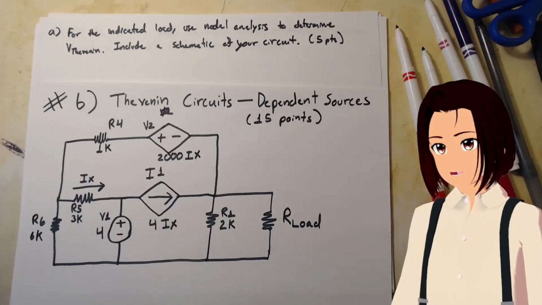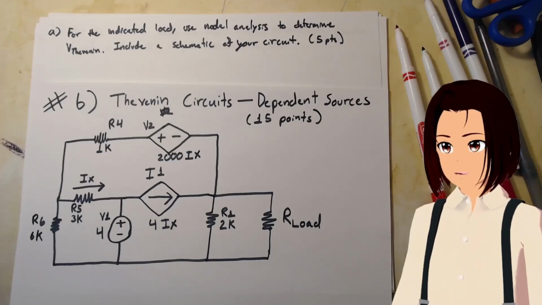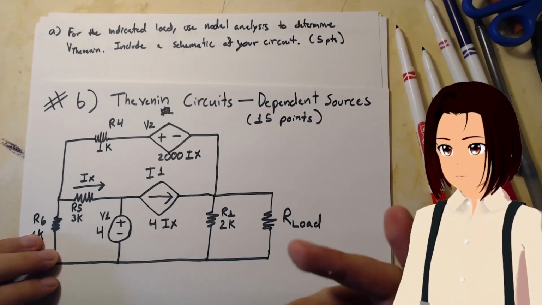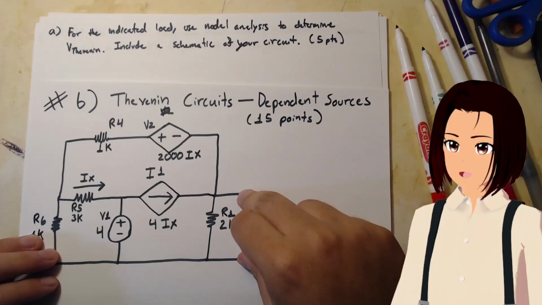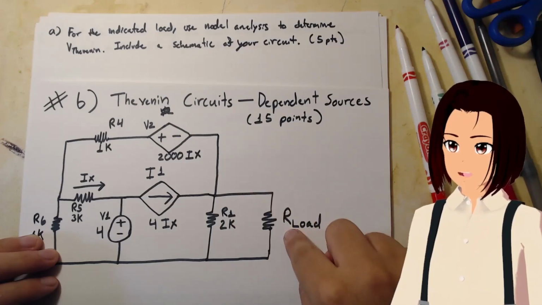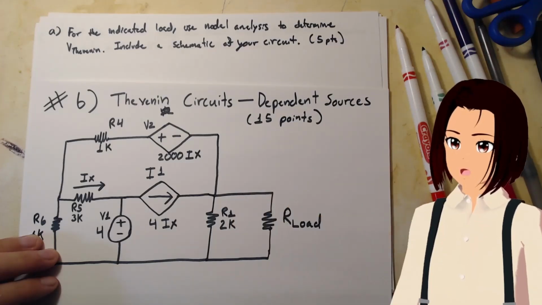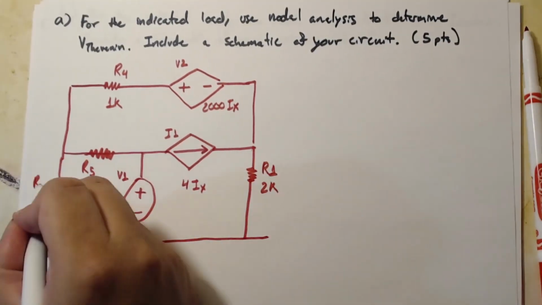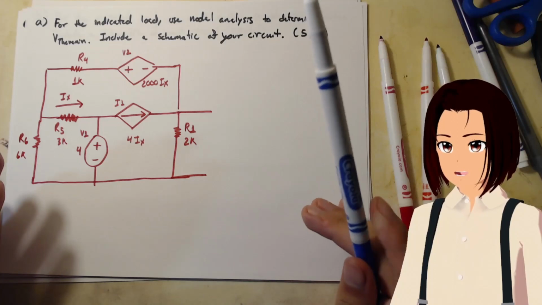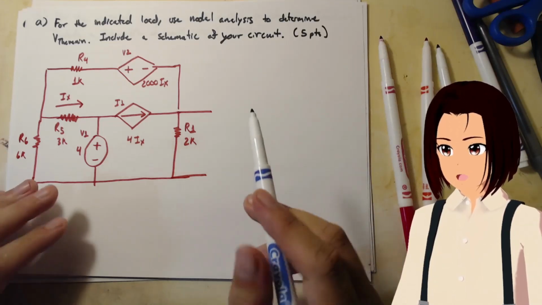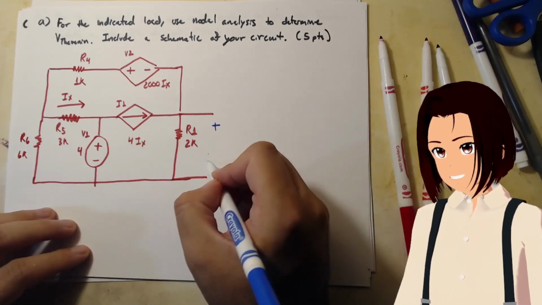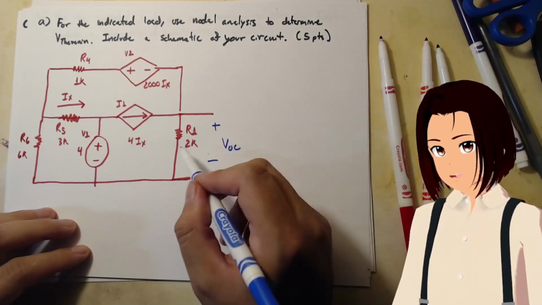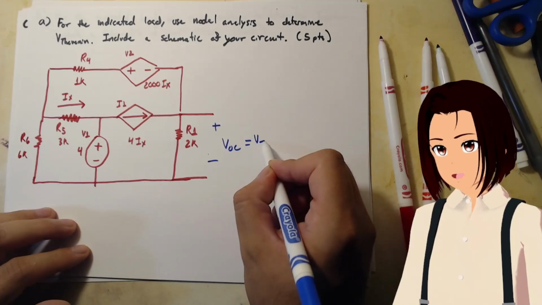First things first, Thevenin is equal to V open circuit. So if we cut off this load and just have an open circuit, we can determine the voltage between those 2 nodes without our load, and we'll have Thevenin. I'll show you the circuit. So here's our circuit. We removed our load, and now we just have plus minus V open circuit, the voltage across this resistor, and that is equal to our Thevenin.